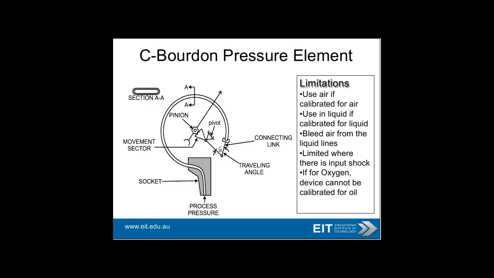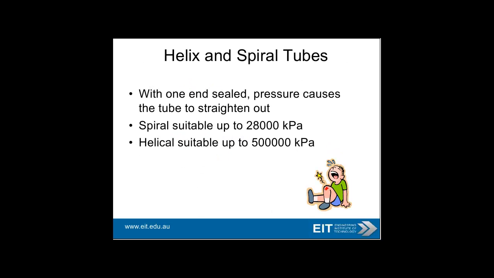Here's a typical pressure element. Process pressure comes in through here, and of course, this pivot moves depending on the pressure. Quite an important connecting link over there. So, using air, calibrated for air; using liquid, calibrated for liquid, that's pretty obvious. You don't use it when you've got lots of shock. And if you're using it for oxygen, you can't calibrate it for oil.